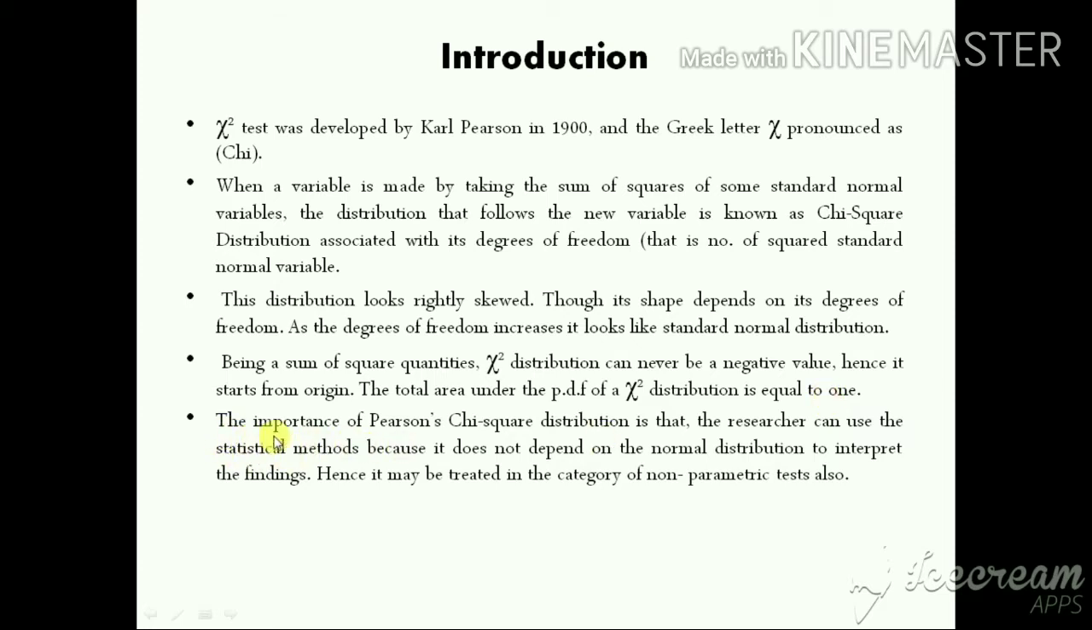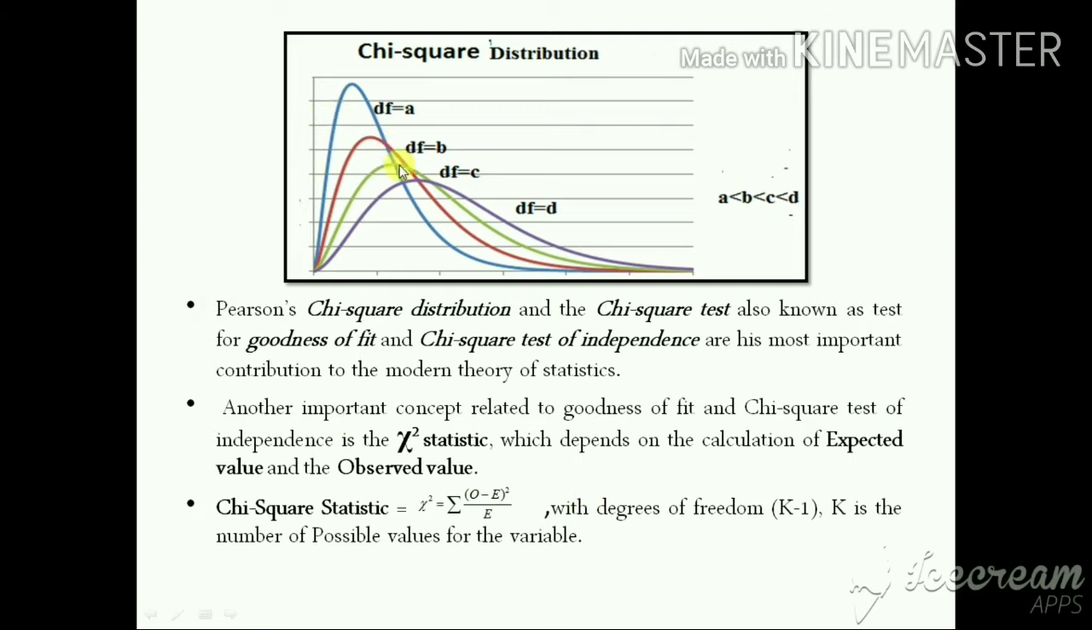The most important thing about Pearson's chi-square distribution is that the researcher can use the statistical methods because it does not depend on the normal distribution to interpret the findings. Hence, it may be treated in the category of non-parametric tests also. This is the look of the chi-square distribution.